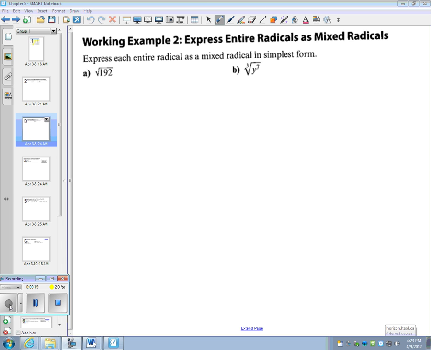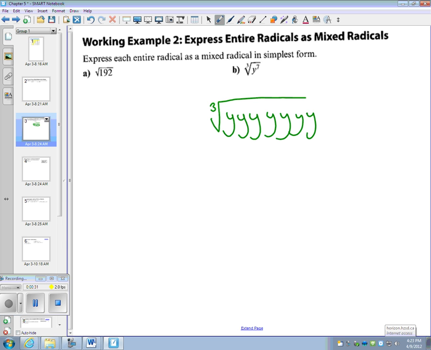So I'm going to rewrite B in this way. We're doing the cube root of y to the 7th. So 1, 2, 3, 4, 5, 6. That's like doing 7 y's. Okay, we're asking for the cube root. So we're looking at, this is a perfect cube, y times y times y, or y cubed. And this is also a perfect cube. So since they're perfect cubes, the cube root of y cubed is just y.